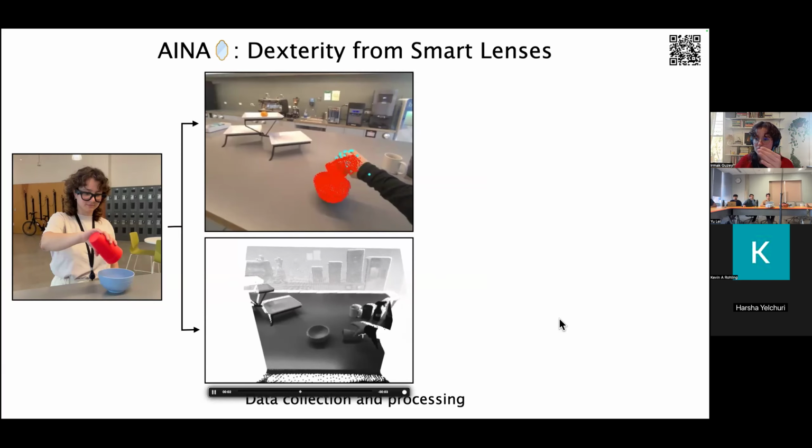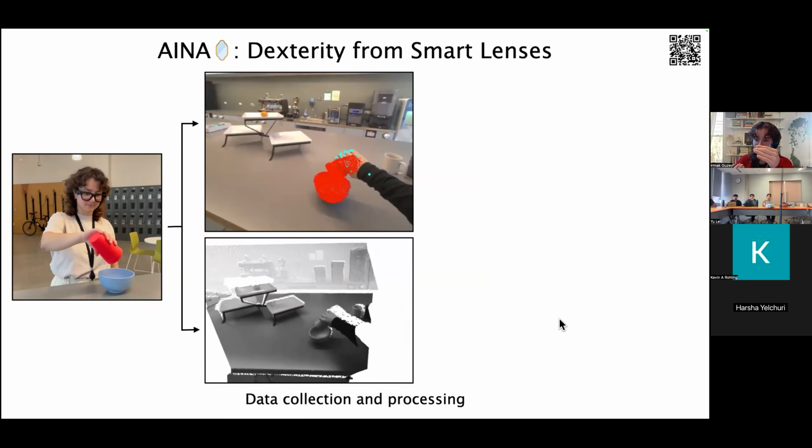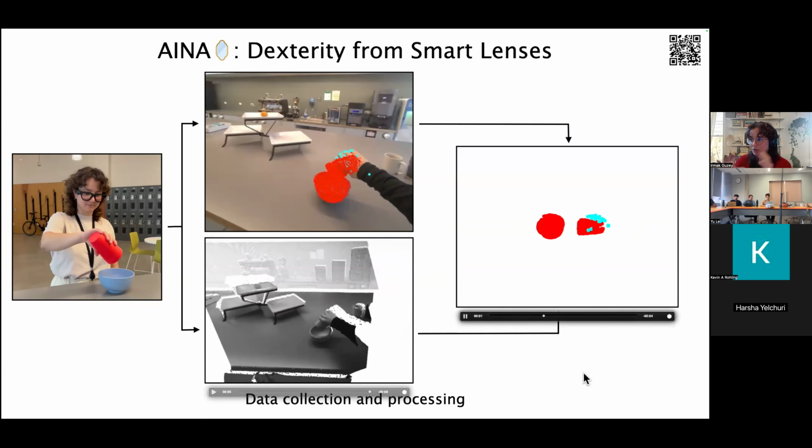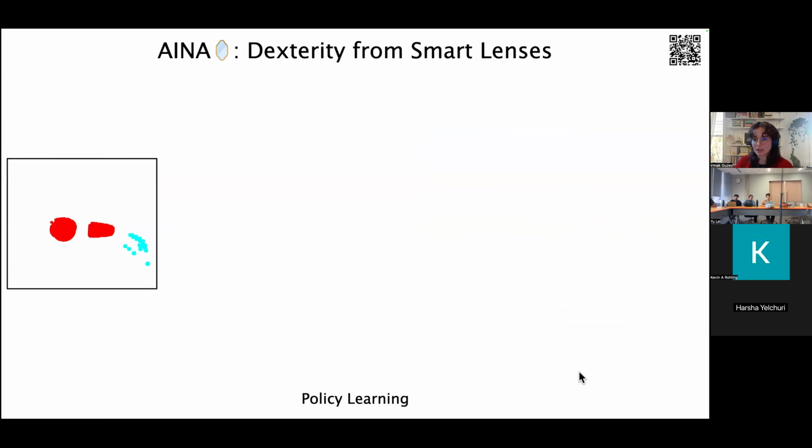And then we just unproject these 2D tracked points to this 3D information to get 3D object points aligned with the hand information. Sorry, I had a question.